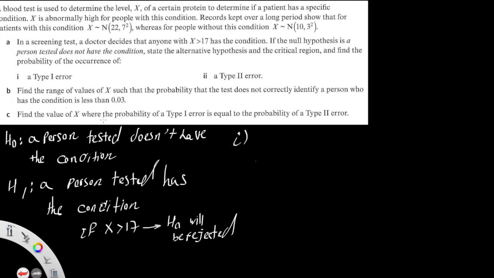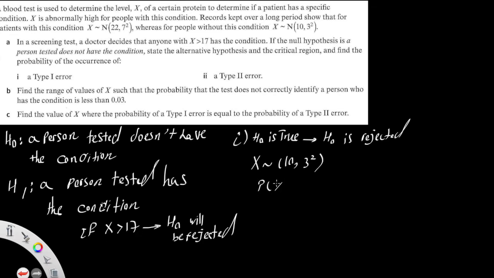Now, part I, probability of type 1 error. Type 1 error will occur when H0 is true while H0 is rejected. When H0 is true, it means that a person tested doesn't have the condition. People without a condition will have normal distribution with 10 and 3 squared, and it is rejected. So rejection will occur when x is greater than 17.